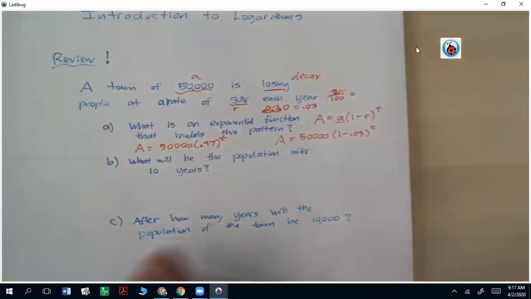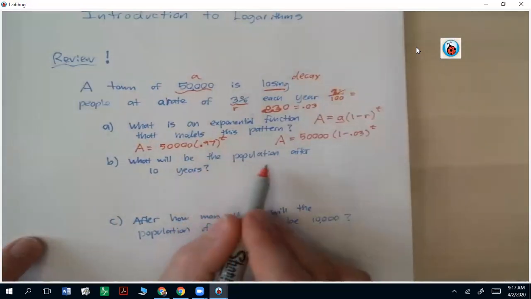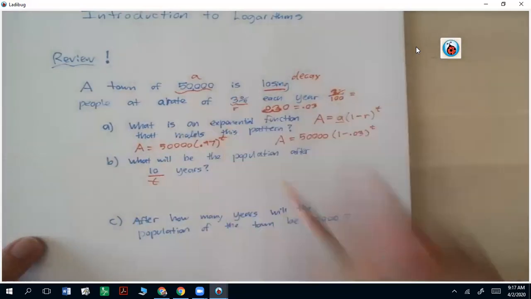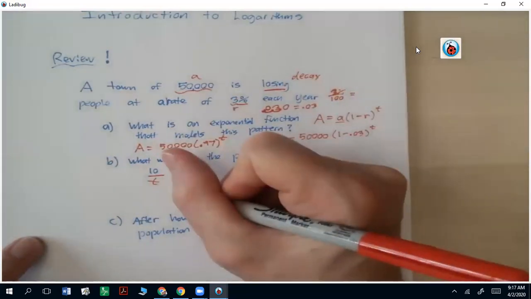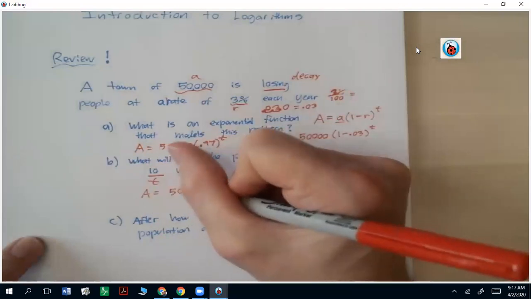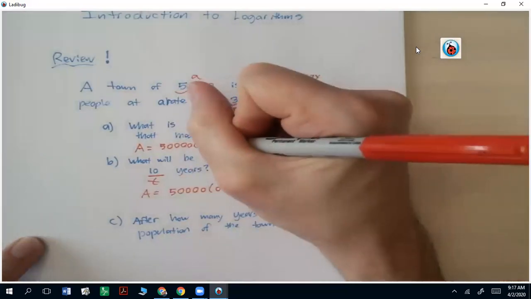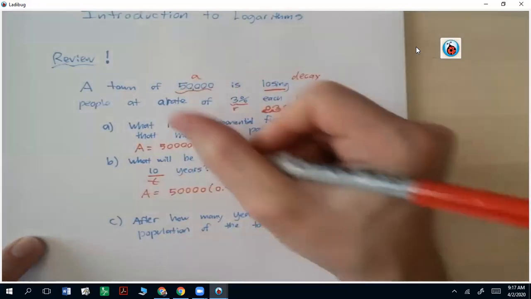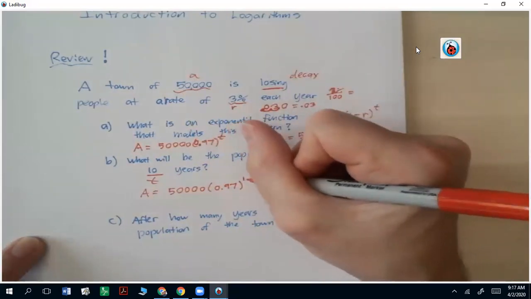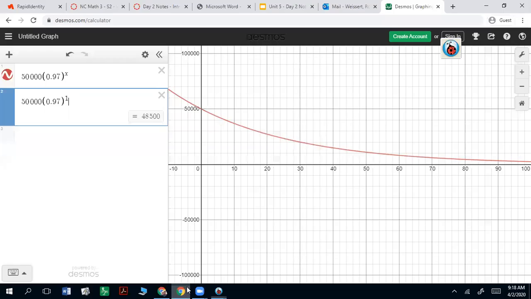So the question for B, which is evaluating it, we want to know what the population is going to be after 10 years. That's your t value. So we'll take your t and plug that in and see what you get. That's going to be 50,000 times 0.97. I didn't put the 0 here. I don't care if you put the 0, but know that .97 and 0.97 represent the same number. And that'll be raised to the 10th power.